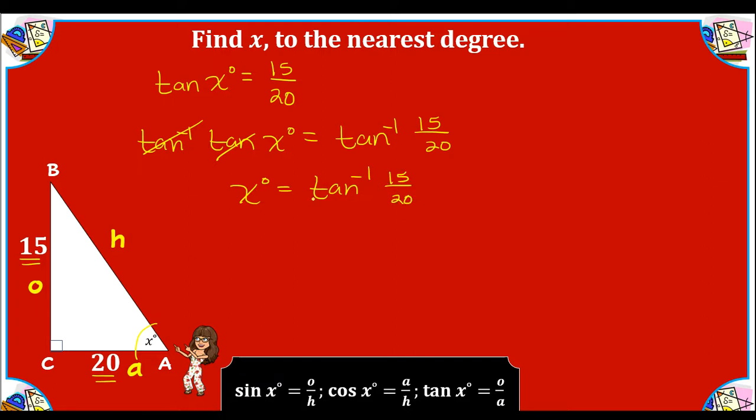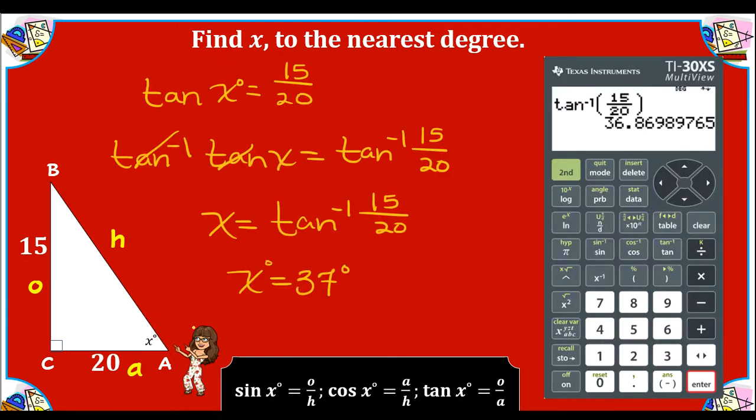In your calculator, you're going to do second tangent. That gives you your inverse tangent function. Use your N/D, plug in 15/20, and then when we do that, we get 36.86 and so on. We're rounding to the nearest degree, so we're going to round up to 37. So this angle is 37 degrees.